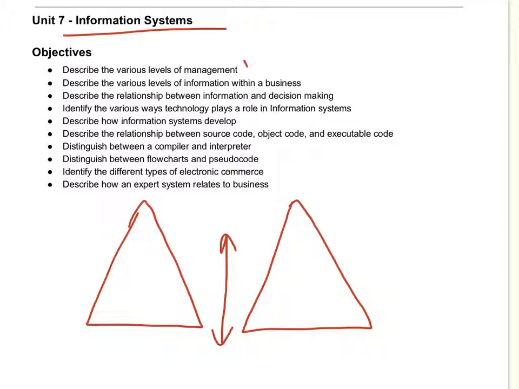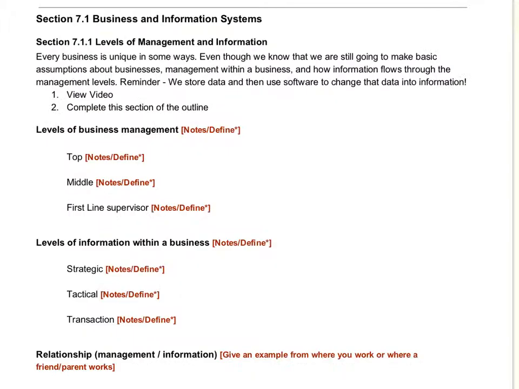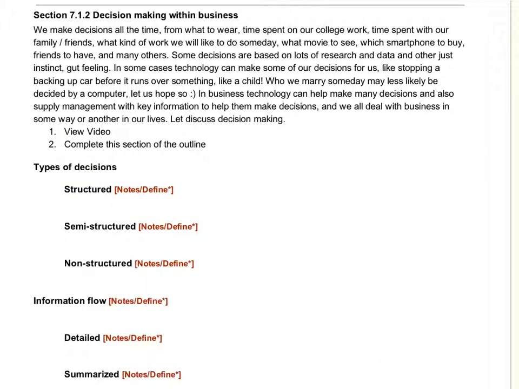Okay? So we've covered the levels of management, and we've covered the levels of information: strategic information, tactical, day in and day out tactical stuff, and then transaction processing. First line supervisors, some type of middle management, top level management. So let's move on and talk about decisions.